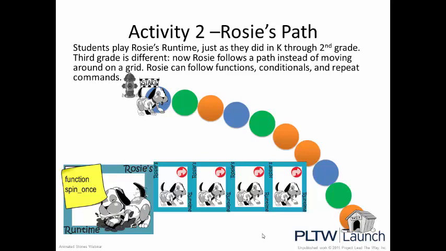So the cards you see on this slide say function, spin once. What's going on there is that the students would put those 4 cards inside that folder. That's called a function folder. And whenever they want Rosie to spin in her program, they just need one card that says call function spin once, and then Rosie will spin. And they only have to define the function one time.